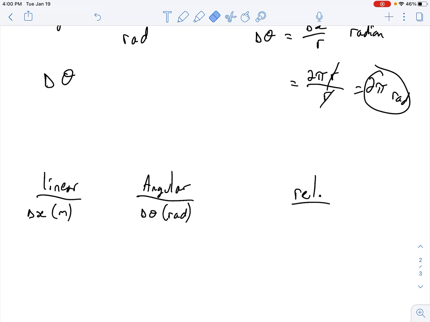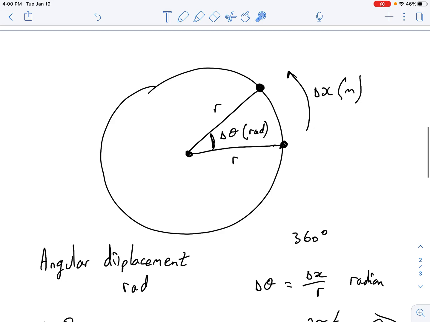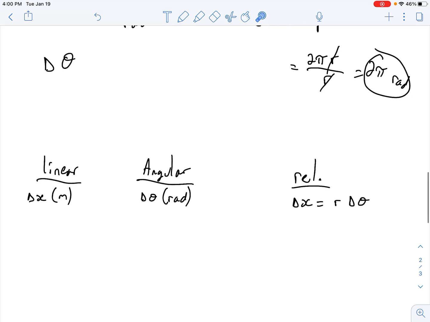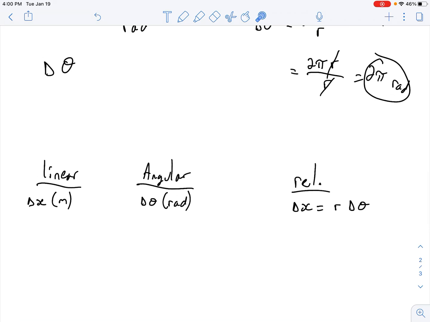And I'm going to rewrite that and make this cleaner here. So my displacement would just be the radius of the circle times my angular displacement. So if I know the angular displacement and my radius, I can figure out the linear displacement. If I walk from here to here and I walk pi radians, I can calculate pi radians times the radius, which would give me the distance I actually walked. So that'd be cool.